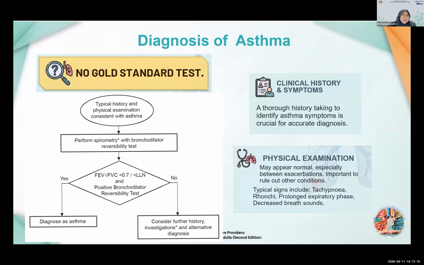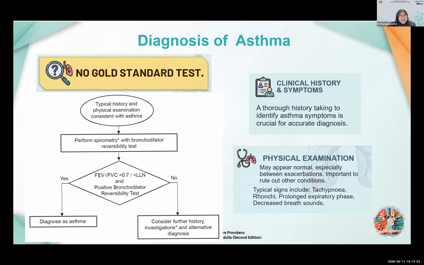So actually, there's no gold standard for diagnosing asthma, but spirometry, if available, is the objective measure to diagnose asthma. So with your typical history and physical examination, which is consistent with asthma, you can send the patient to perform spirometry with a bronchodilator reversibility test, meaning perform a spirometry at baseline, then ask the patient to take the bronchodilator, then repeat the spirometry again.